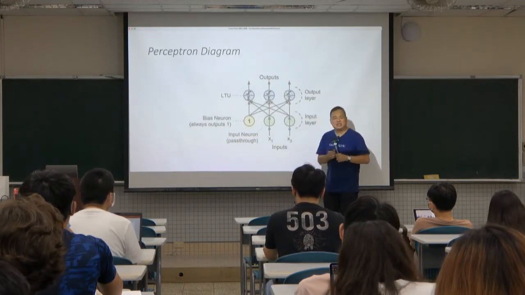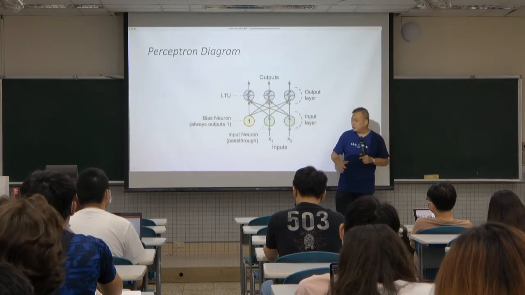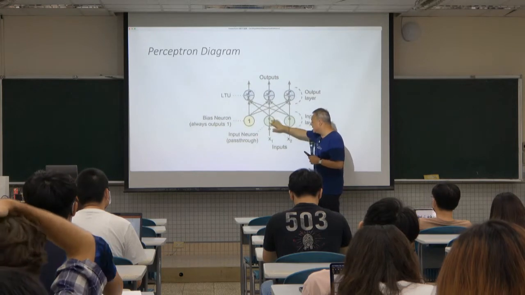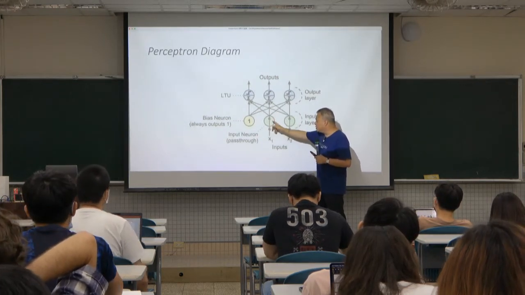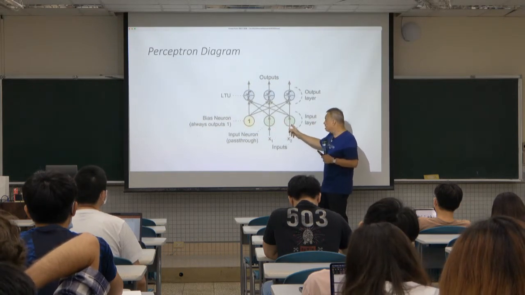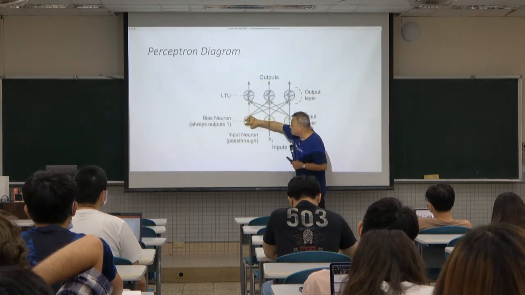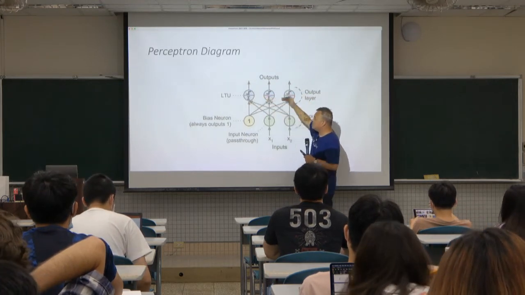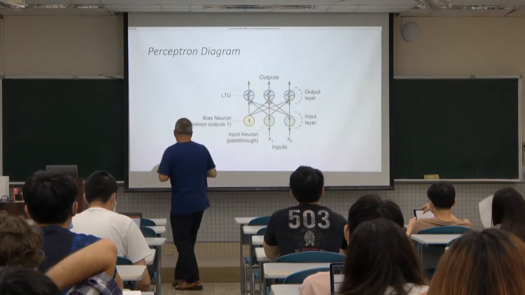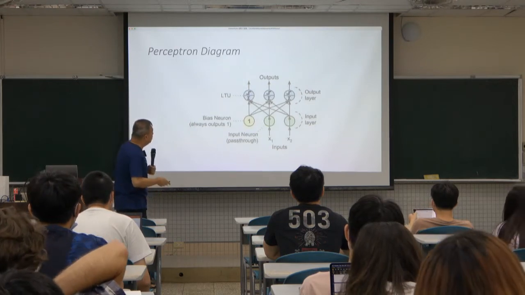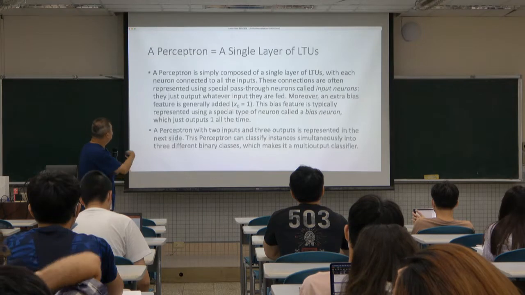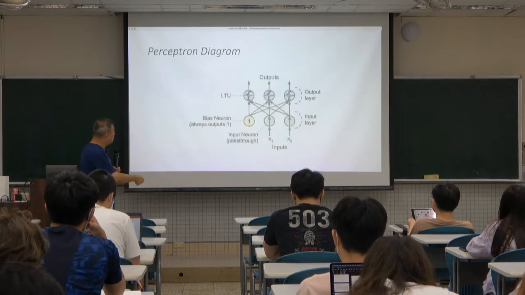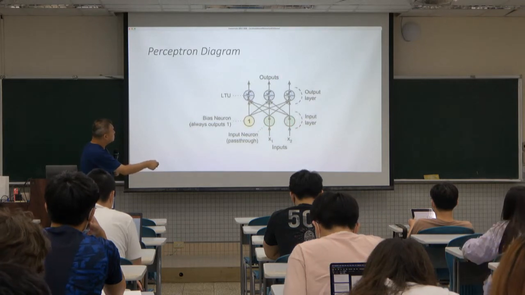Sometimes if you are lazy, or you really don't need to draw this, you just draw x1, x2 here. That's fine. But with this neuron, you just need to know this is a straight pass-through input neuron. And you can see the inputs, including this bias, are fully connected with the single layer of LTU units, and each LTU will have one output. So a perceptron with two inputs and three outputs is exactly this one.